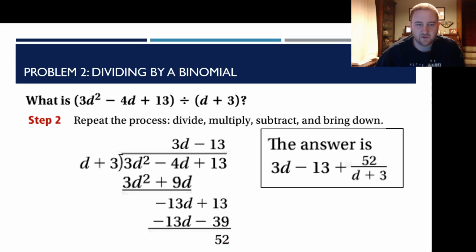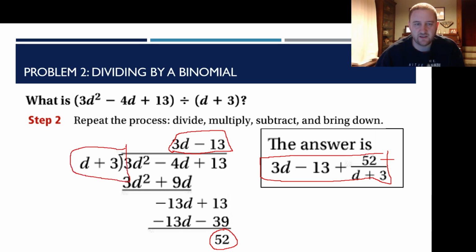Okay. So your final answer then, we've got the 3d minus 13 that we have here, but since we have a remainder of 52, we're going to put that at the end over the part that we're dividing by, d plus 3, which is our remainder. So our remainder is 52 over d plus 3.